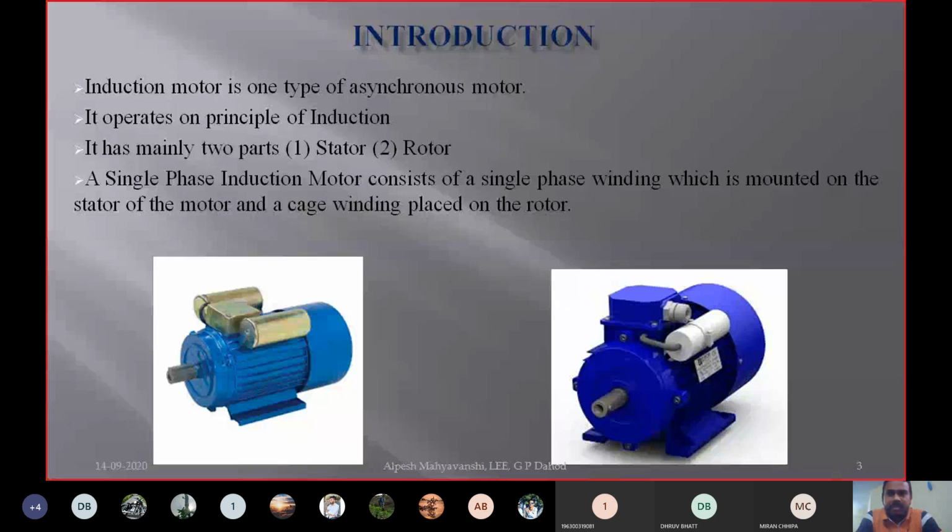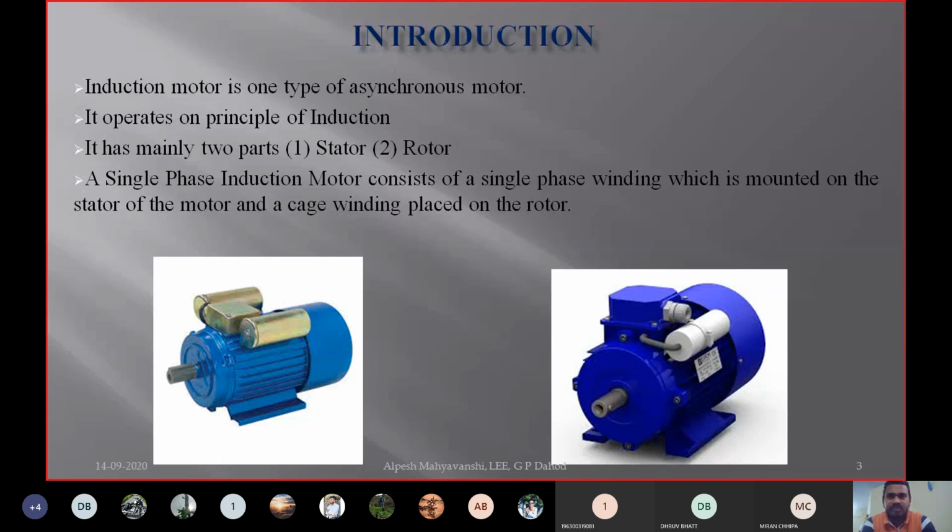Induction motor is one type of asynchronous motor. Generally the motor is classified into two categories: synchronous motor and asynchronous motor. So this induction motor is one type of asynchronous motor. That means this induction motor never operates on a synchronous speed. Synchronous speed ns is equal to 120 f by p, where f is the frequency and p is the number of poles.